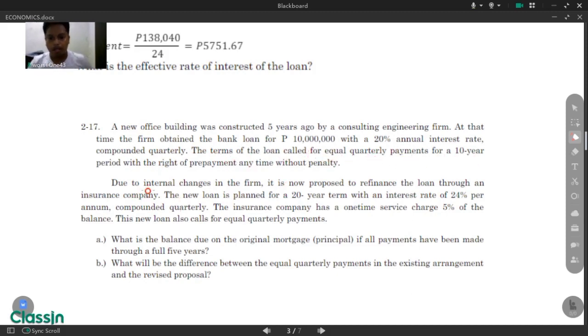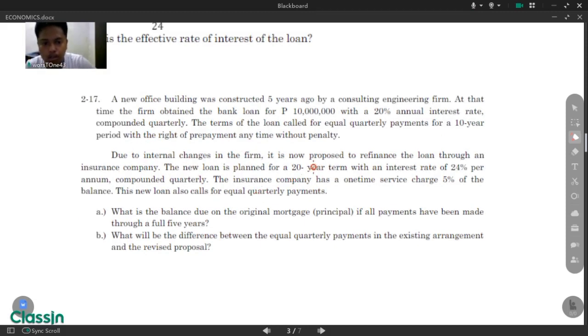The terms of the loan called for equal quarterly payments for a 10-year period with the right of prepayment at any time without penalty. Due to internal changes in the firm, it's now proposed to refinance the loan through an insurance company. The new loan is planned for a 20-year term with an interest rate of 24% per annum, compounded quarterly. The insurance company has a one-time service charge of 5% of the balance. This new loan also calls for equal quarterly payments.